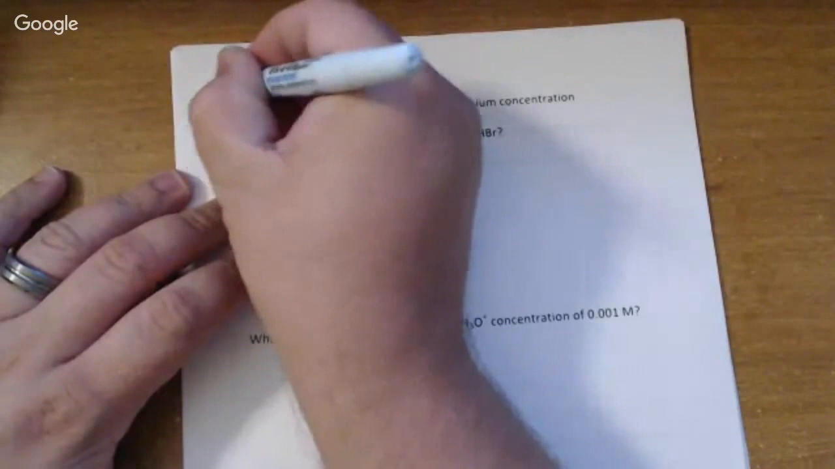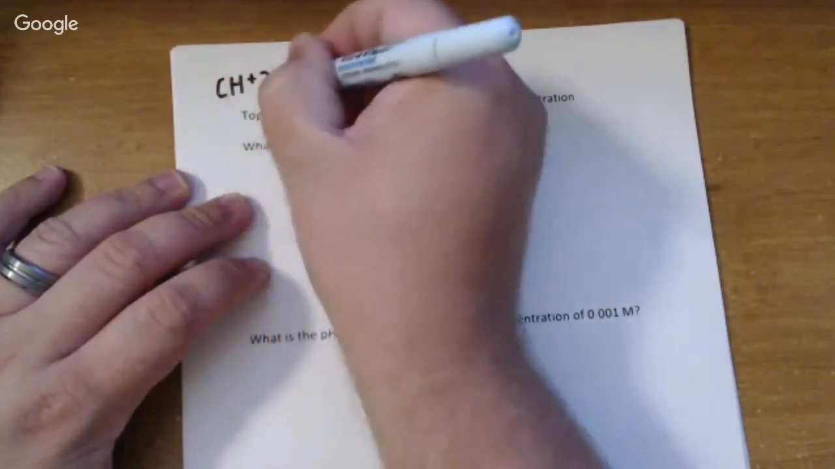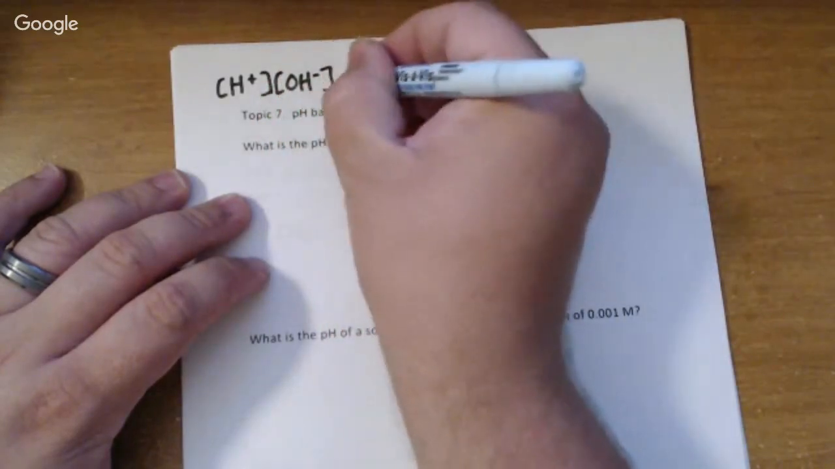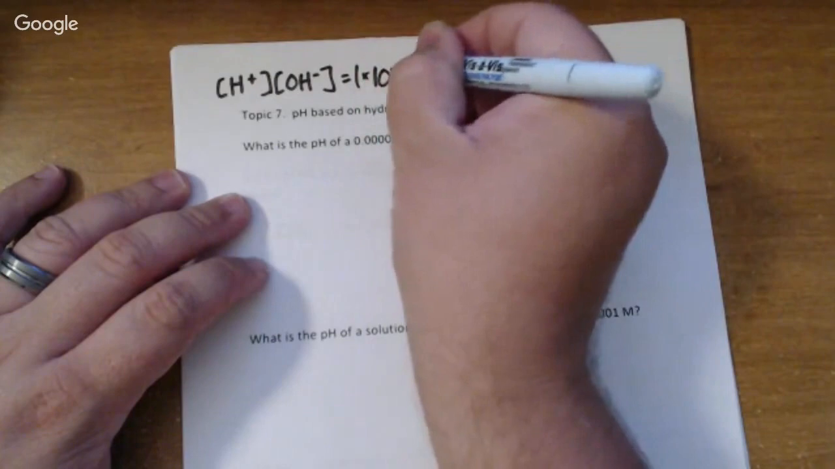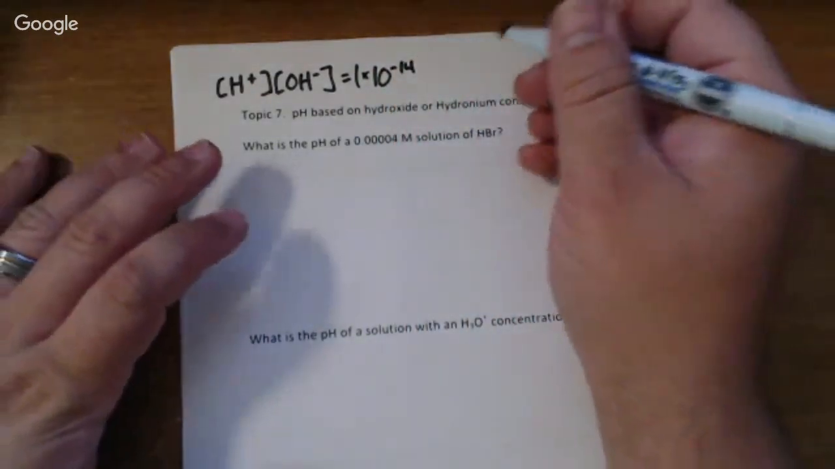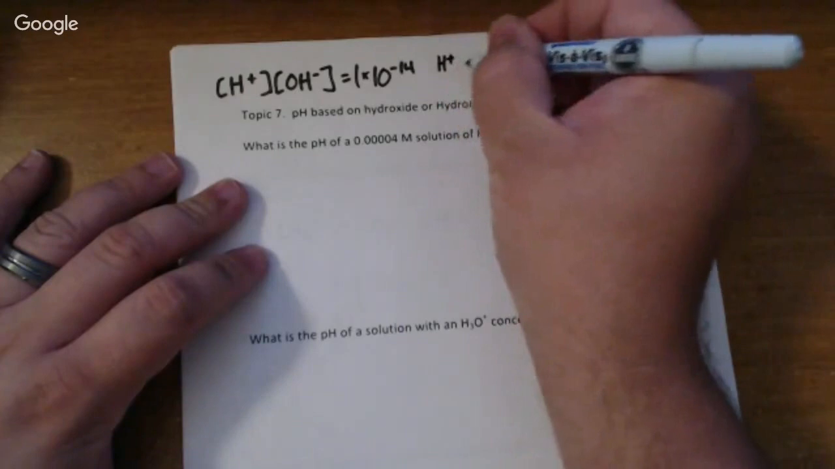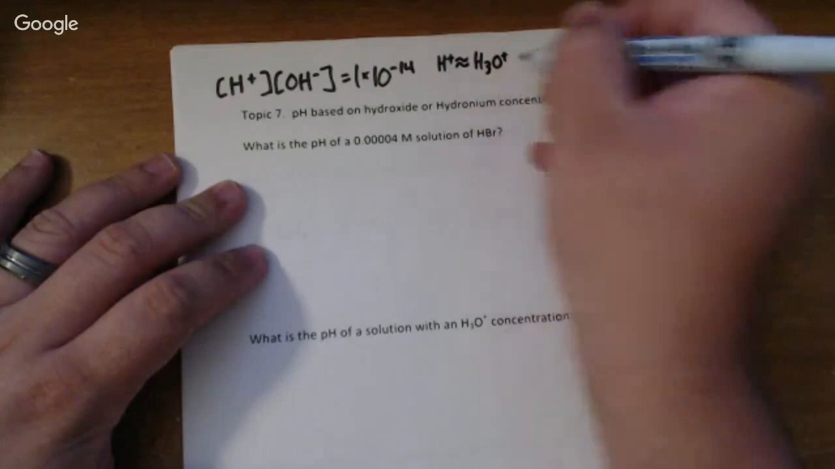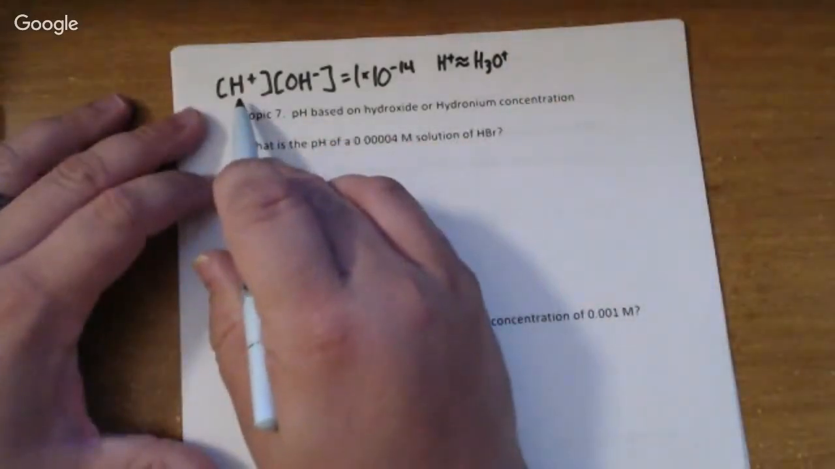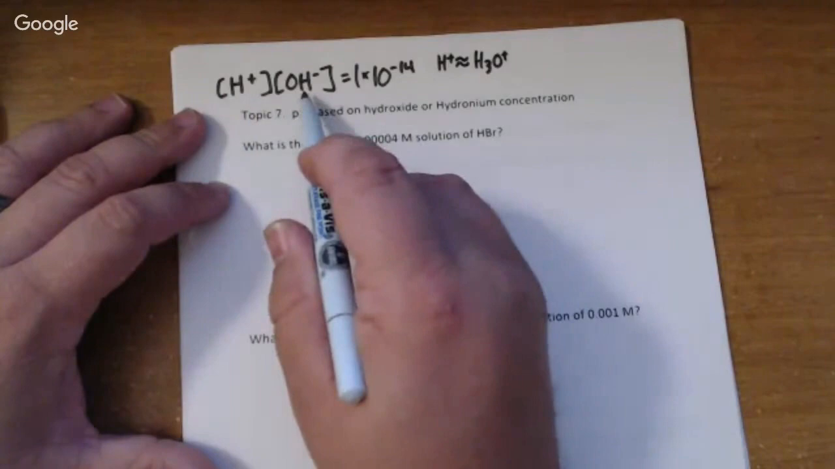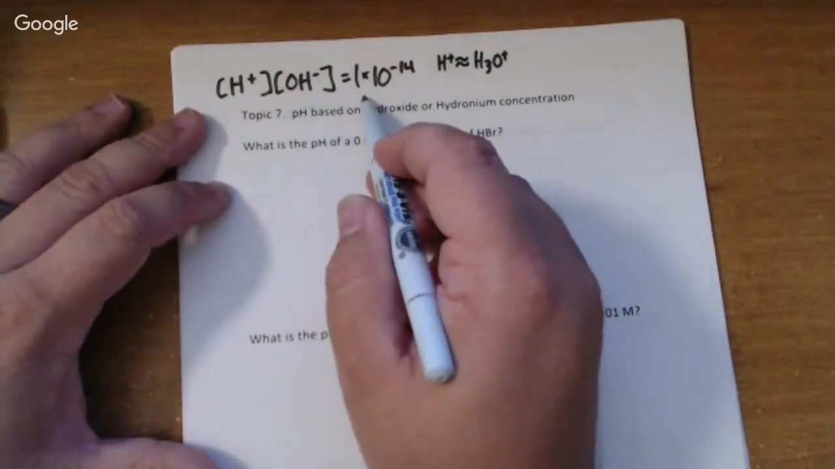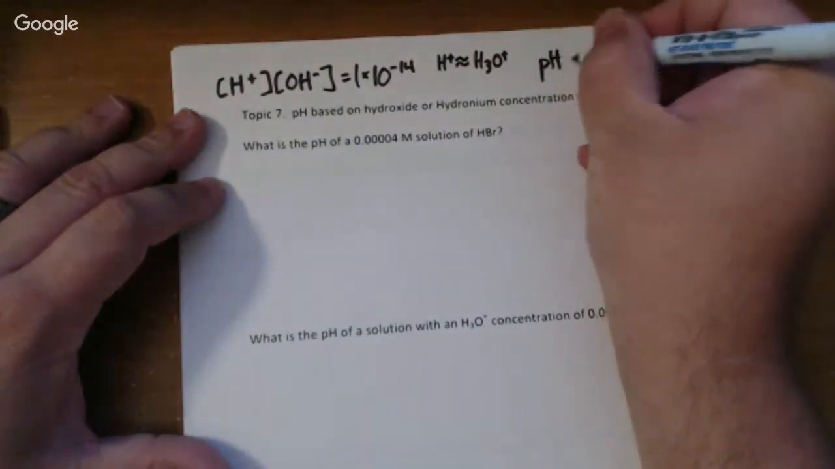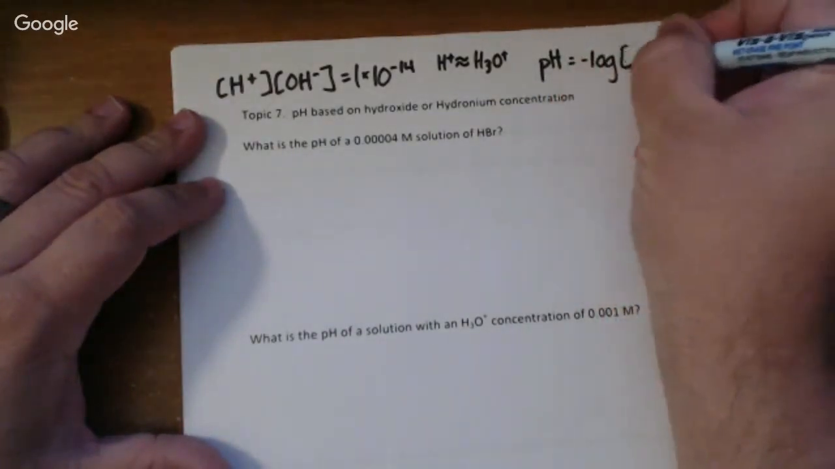We can use the equation H plus times OH minus equals 1 times 10 to the minus 14th, where, as mentioned in the notes, you can pretty much treat H plus as H3O plus. So you could say H3O plus or H plus times hydroxide equals 1 times 10 to the minus 14th. This is one of the two equations we're going to use the most. The other would be pH equals negative log of H plus.